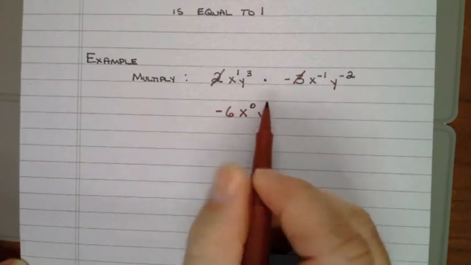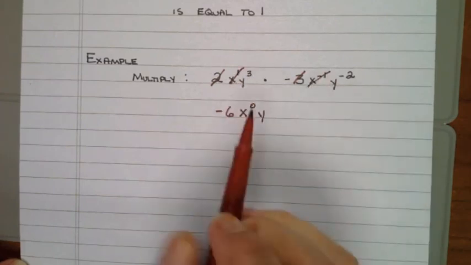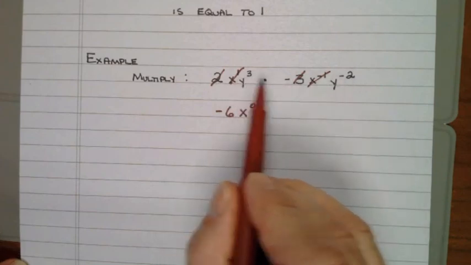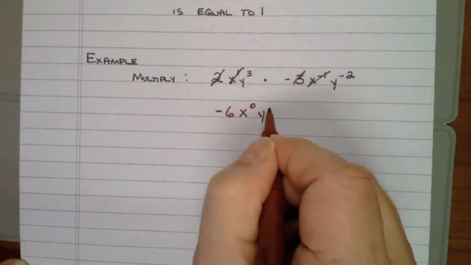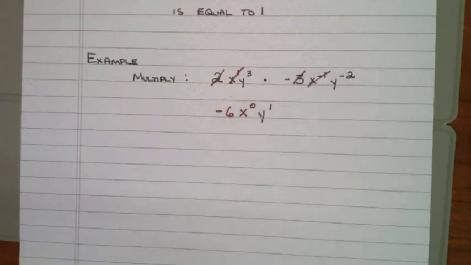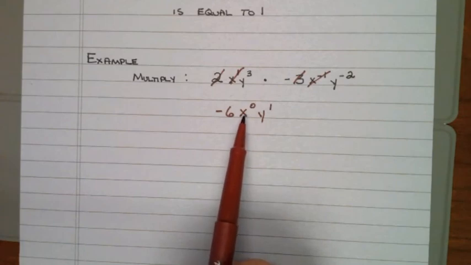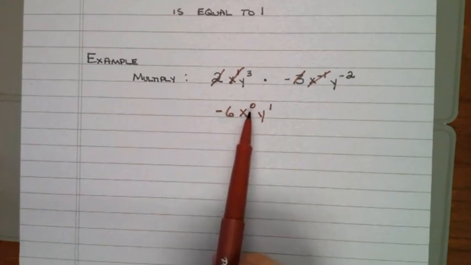I write down my y's because I'm done with my x's. When I multiply, I add my exponents. 3 minus 2 is 1. So what's happening here is I'm taking this negative 6, and anything raised to the 0 power is 1. It's like negative 6 times 1.